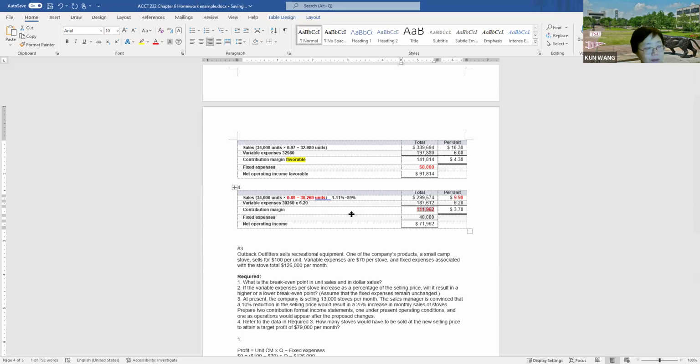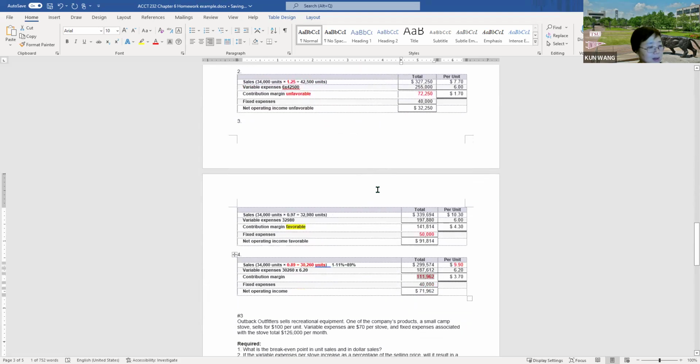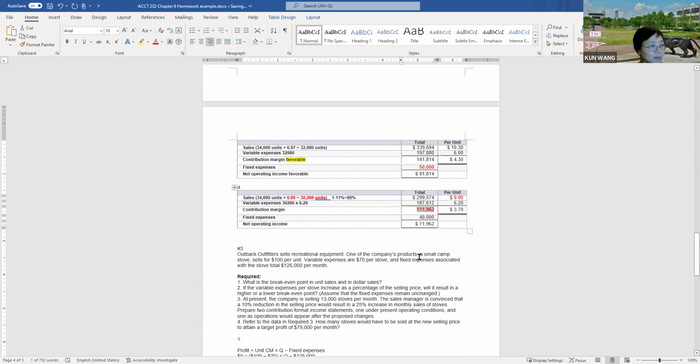So when we have multiple factor changes, don't use the shortcut, because if you try to use differential analysis, it's very easy to make errors. So use the full income statement. Crunch in every number, do the new calculations and put them together. That will help improve the accuracy of the results. And there is no change in the fixed expense. So net operating income is also slightly higher than the current. It seems to be favorable, but not as much as question number 3.